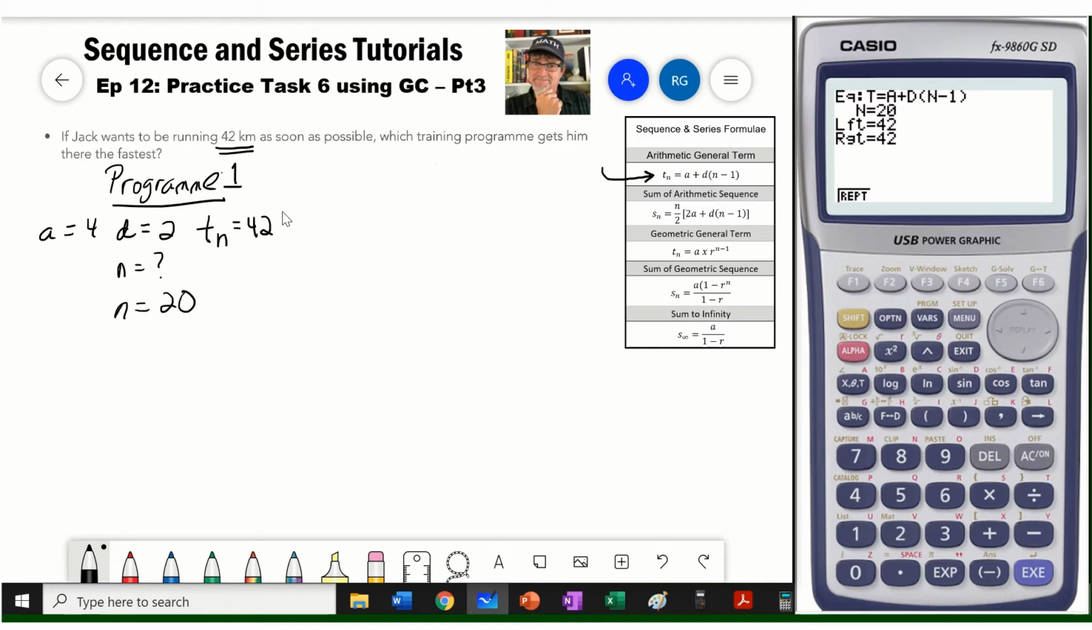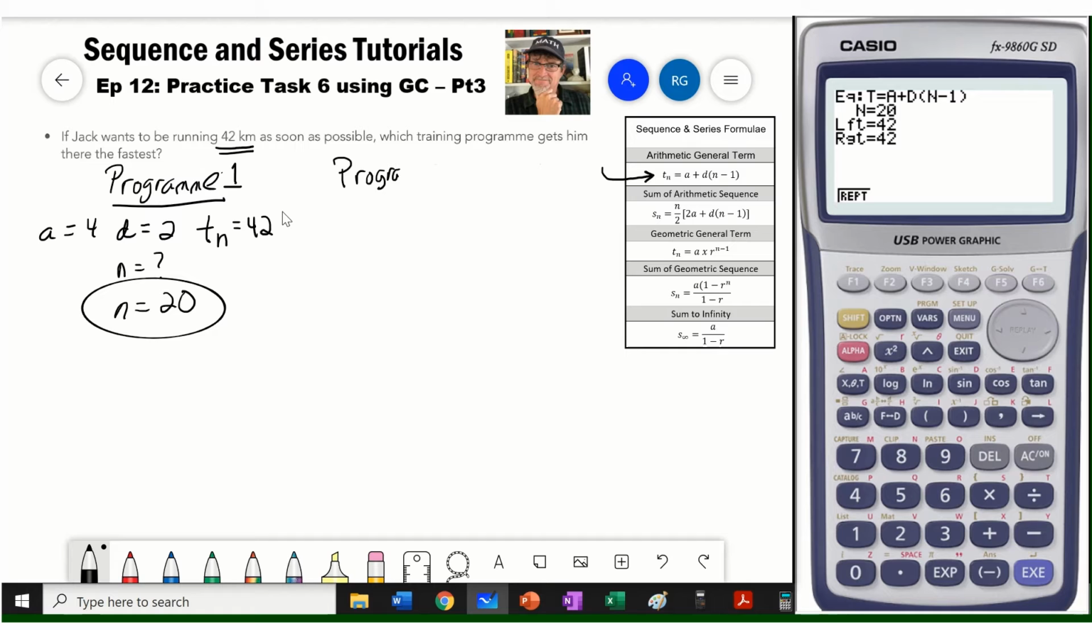Okay, so n equals 20. What does that mean in this context? Well, it means at week 20, he will get to 42 kilometers exactly. So that's program 1. Now that probably wouldn't have been too hard without the graphing calculator. But the next one is a little bit harder.